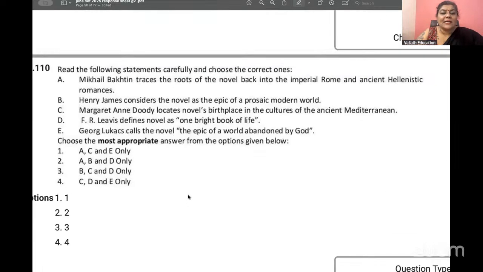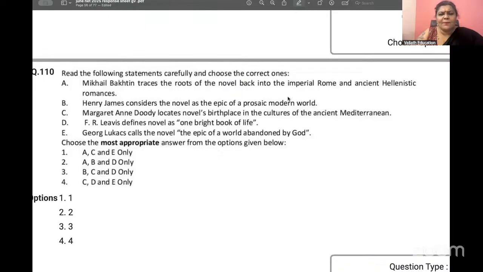Then Mikhail Bakhtin traces the roots of the novel back to imperial Rome. That you have not heard. You are wondering whether that is right. And ancient Hellenistic romances. You don't know it. Okay. Henry James considers the novel. You don't know it. Margaret Ann Doody. You don't know. But this question is not about any of this.